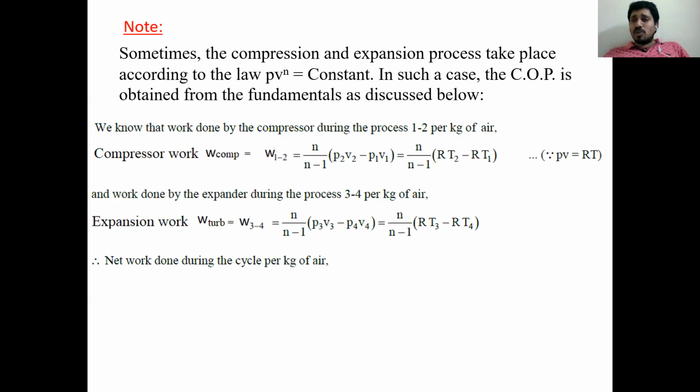Similarly, for the 3-4 process, the expansion work or turbine work is also per kg. Per kg, we can write W34 is equal to n by n minus 1. Again, it is an open system, so n by n minus 1 in brackets P3V3 minus P4V4. PV can be written as RT. So finally, the equation is n by n minus 1 in brackets RT3 minus RT4.